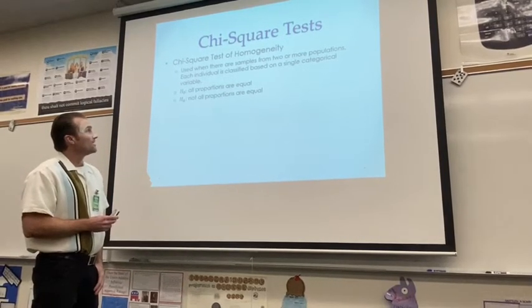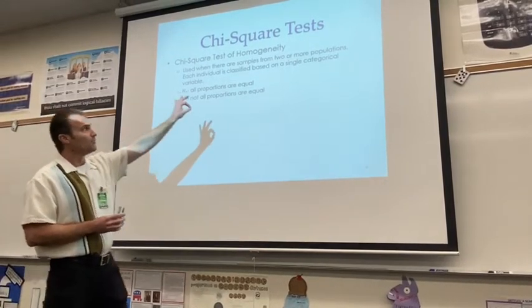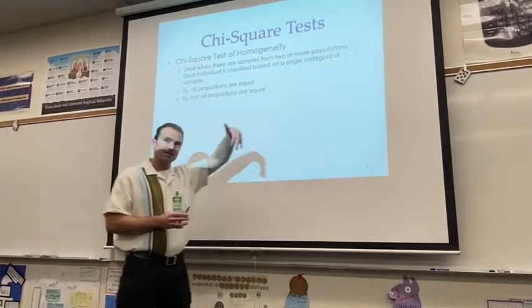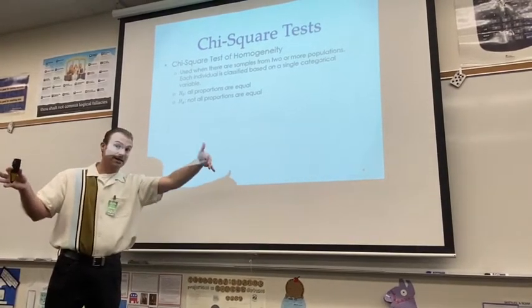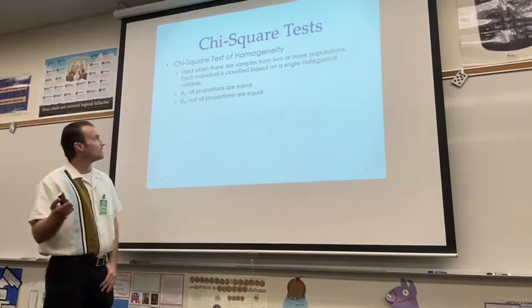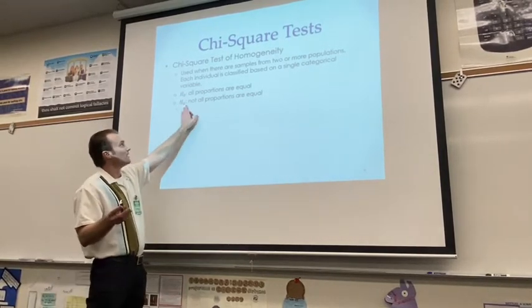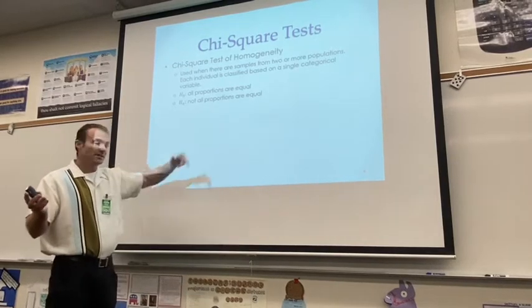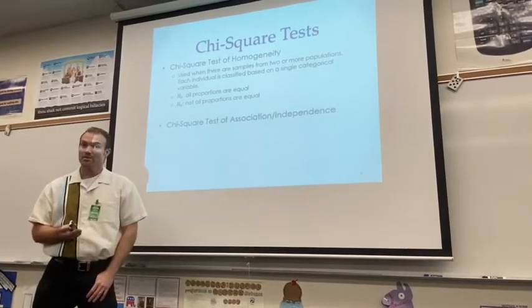When you do a test of homogeneity, you're comparing multiple populations and you're asking, are these populations homogeneous, meaning the same? Null hypothesis, proportions are equal, the same. Alternative, they're not all equal, different. The other test is a test for association or independence.